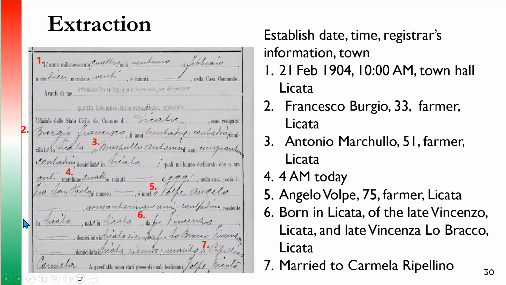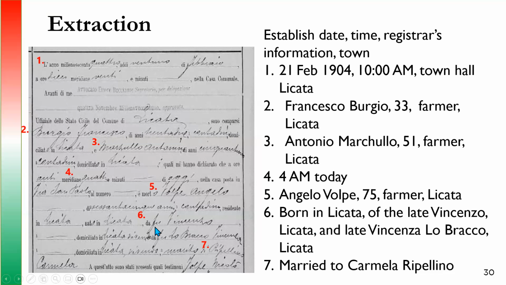And it says here, Geo, or I'm pronouncing that wrong, but that means today, okay? Again, look for those genealogy word lists so you can know today or yesterday or those kind of information. And then he gives Angelo's name. He's 75 years old at this point. He was a farmer in Licata. He was born in Licata. And then he gives his parents' names.